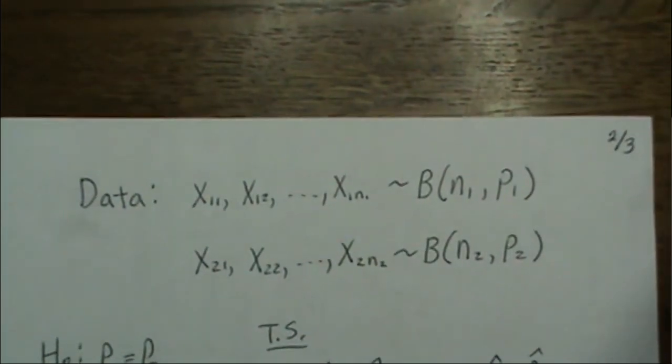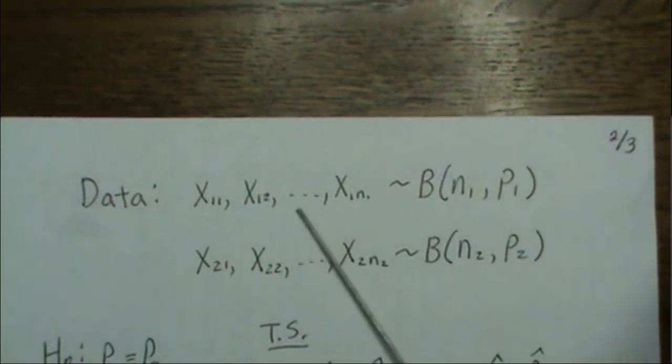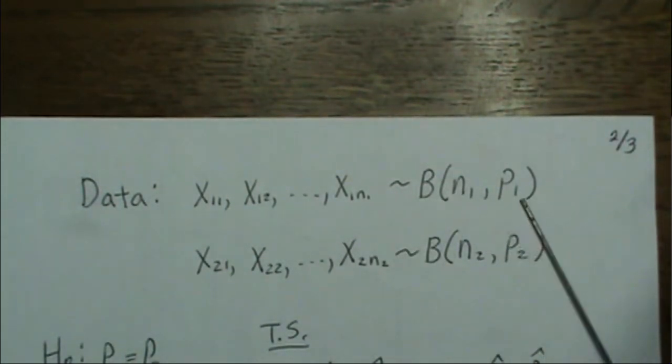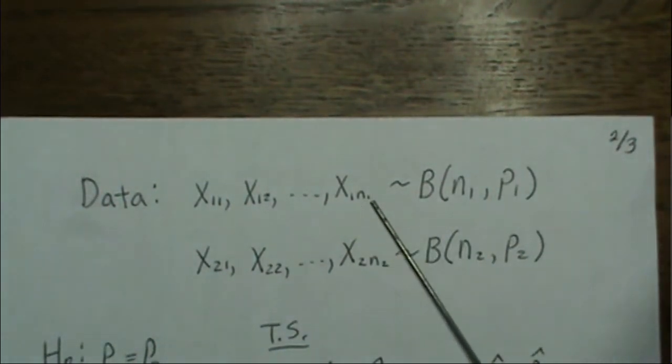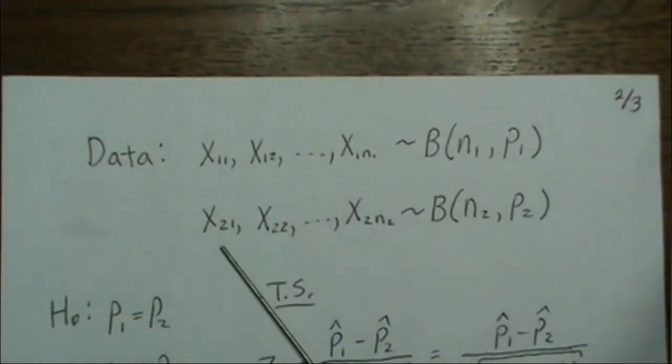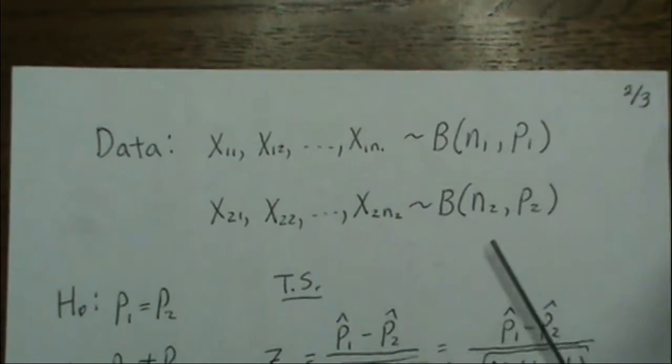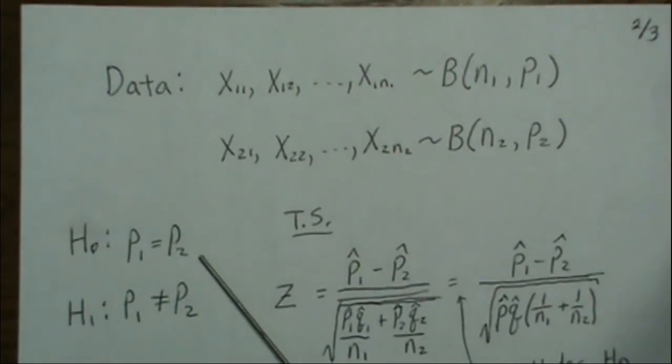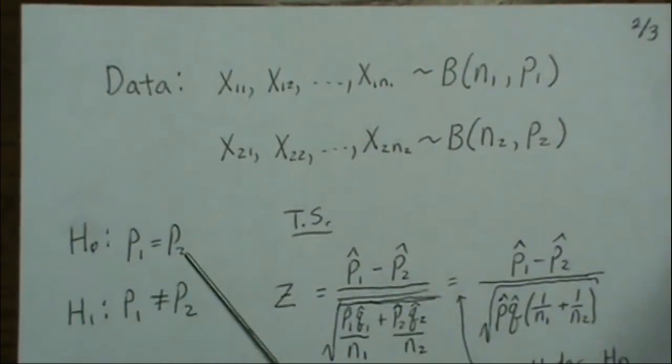The data: sample 1 comes from a binomial(N1, P1). Notice the sample size is N1. Population 2 comes from a binomial(N2, P2). We want to test whether the two population proportions are equal or not.